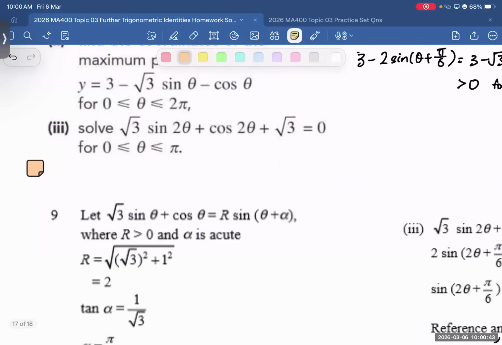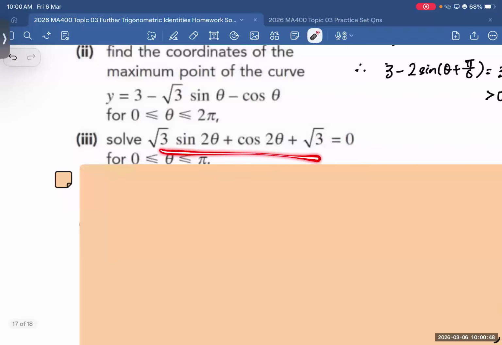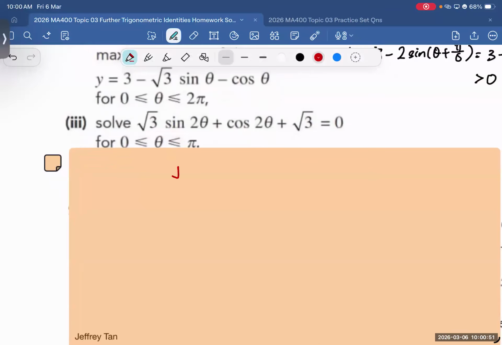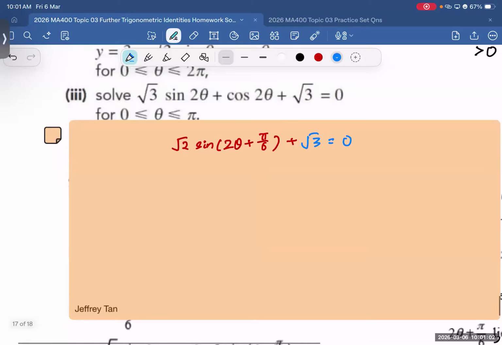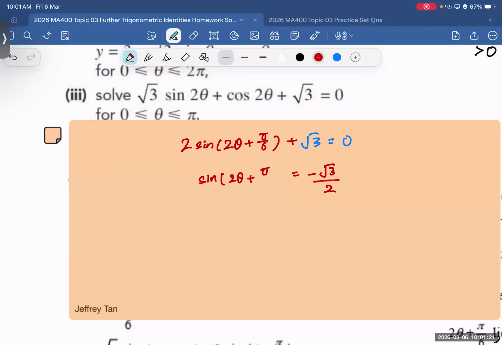Okay. Then after that, I will solve. So I solve again. I know that this is equal to square root 2 sine of 2 theta plus pi over 6 plus square root 3 equals 0. Okay, make it the subject. So I shift negative square root 3 over, divide by 2. Divide by 2. So sine of 2 theta plus pi over 6.